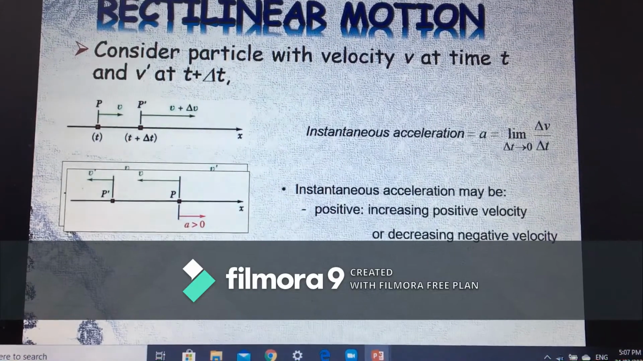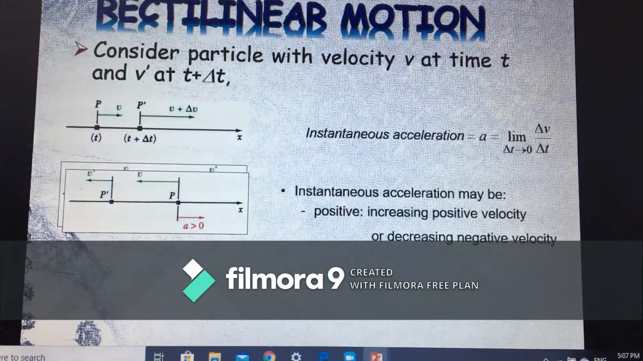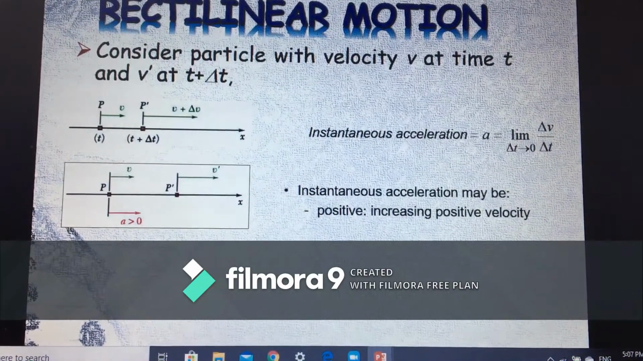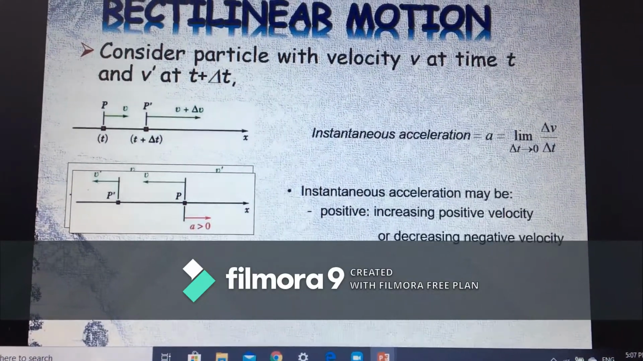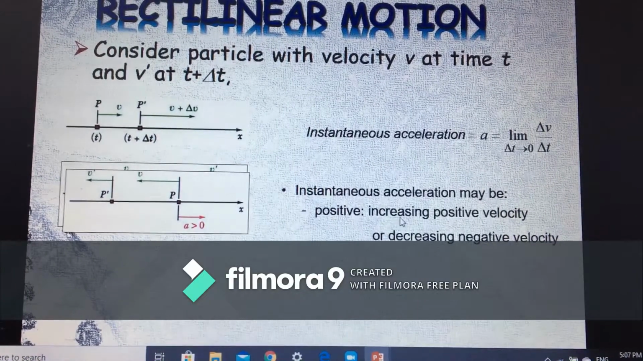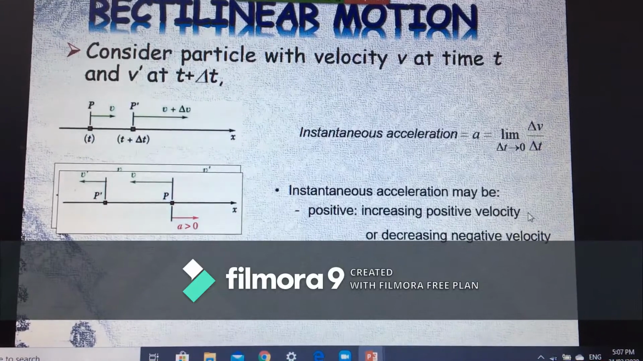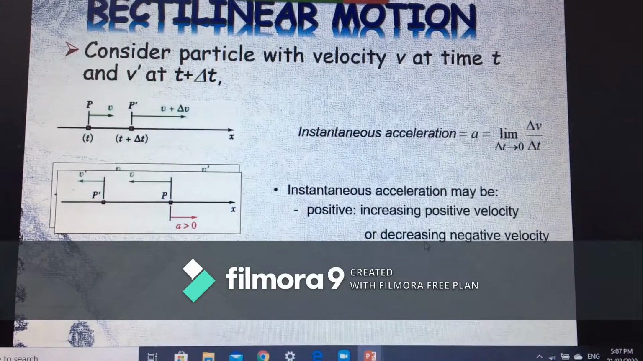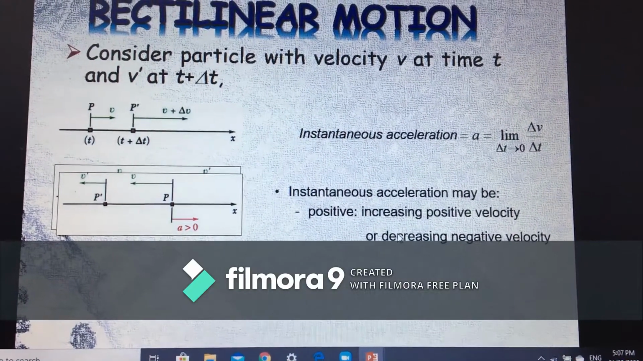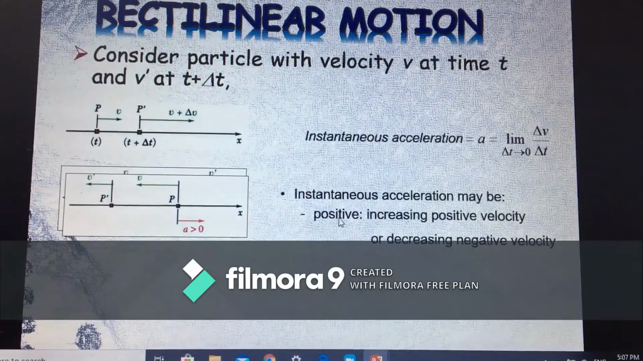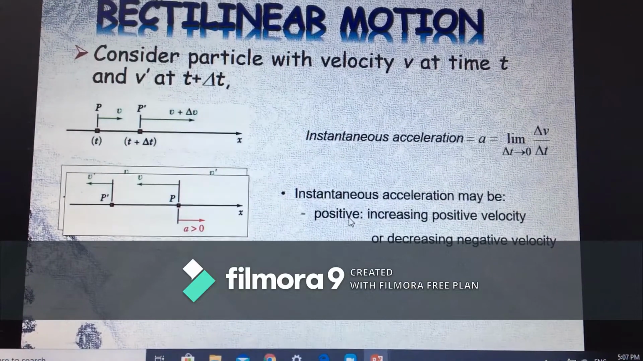So look at the next picture. Kanina ito yung diniscuss natin. Alright? So now, pangalawang concept. So look at this. So I said a while ago that it can be positive, increasing positive velocity, or this can be a decreasing negative velocity. That is still considered positive. Do you understand this? So positive siya class, dalawang scenario.